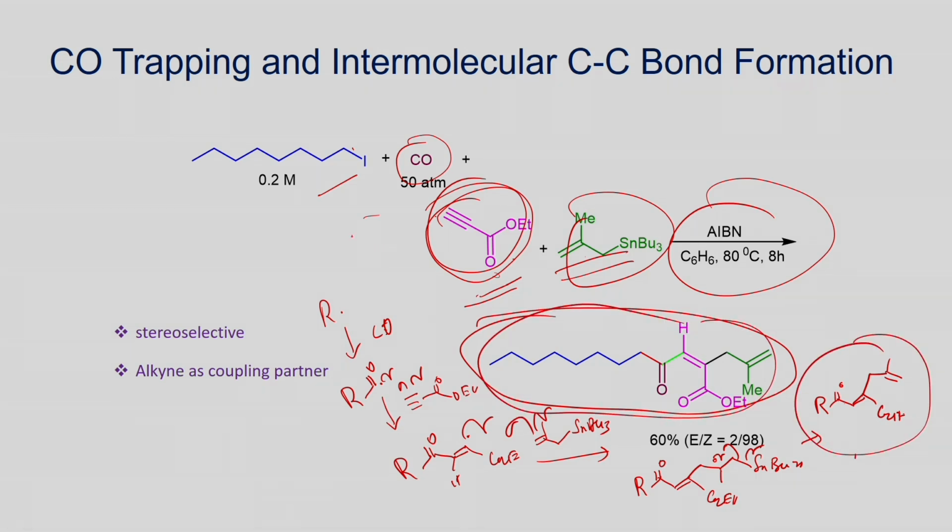So, this is also another example. If you have the alkyl halide, you can couple it with carbon monoxide, this alkynyl ester and allyl tin in the presence of AIBN, and then you will be able to make multiple carbon-carbon bonds. You can get this highly functionalized molecule. As you can see here, the reaction is stereoselective.